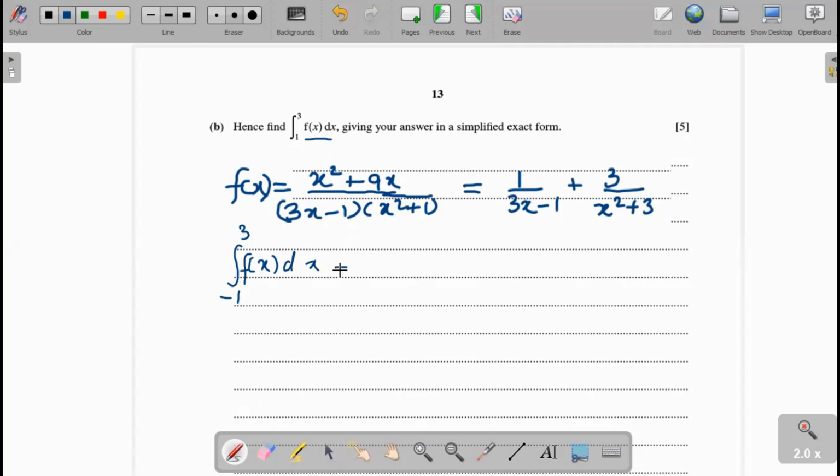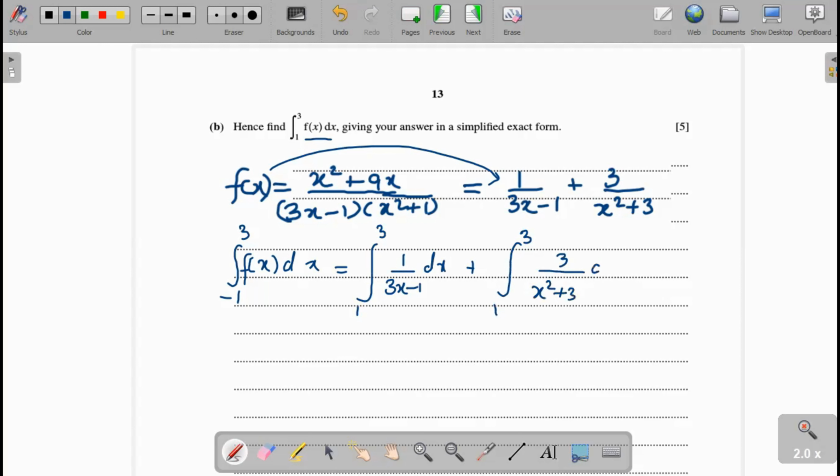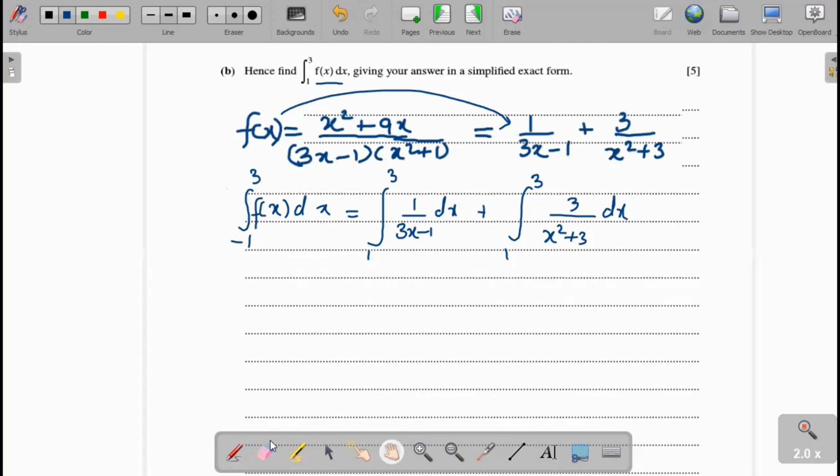Now we can write f of x. We can write this value: integrate 1 over 3x minus 1 into dx with limit 1 to 3, and just integrate from 1 to 3, 3 over x squared plus 3 into dx. Now this limit is given, and 1 over 3x minus 1.